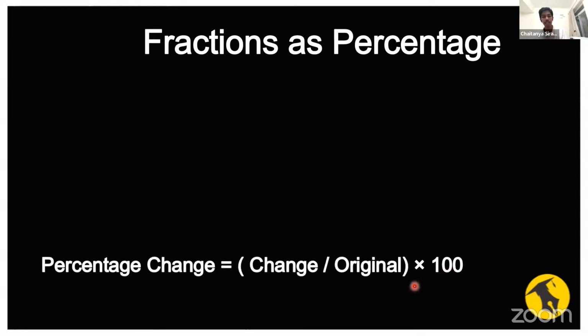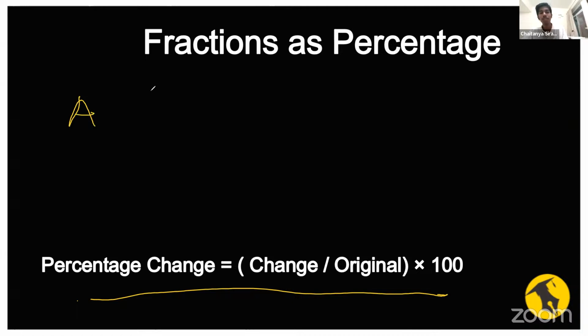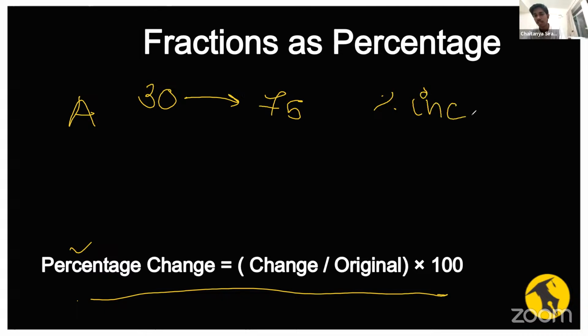This is yet another formula you should remember for any percentage question. The percentage change is always change upon original into 100. Let's say we are talking about how many chocolates person A has. Person A initially had 30 chocolates and now he has 75 chocolates. If somebody asks you what is the percentage change, in this case there is an increase, so you will find percentage increase. Had it been that from 30, he gave his friend some chocolates and is left with, say, 15, this would have been a percentage decrease.